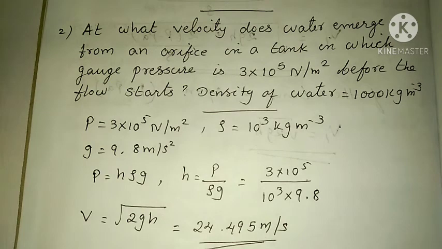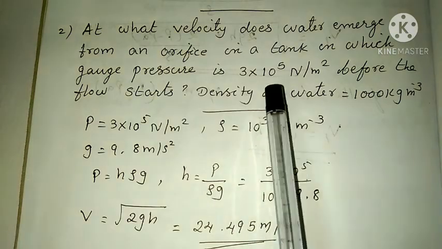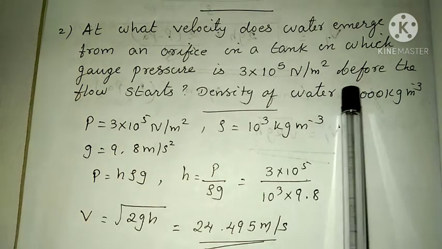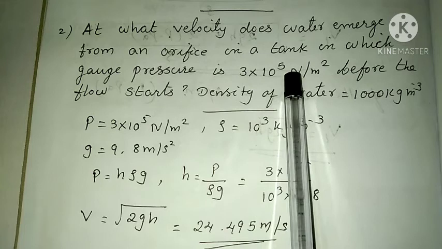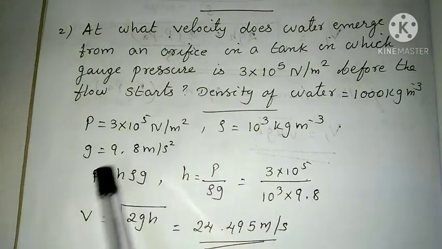Question number 2. At what velocity does water emerge from an orifice in a tank in which gauge pressure is 3 into 10 raised to 5 Newton per meter square before the flow starts? Density of water is 1000 kilogram per meter cube. So here you want to find out the velocity of outflow of liquid from the hole in a tank. There the gauge pressure is given.